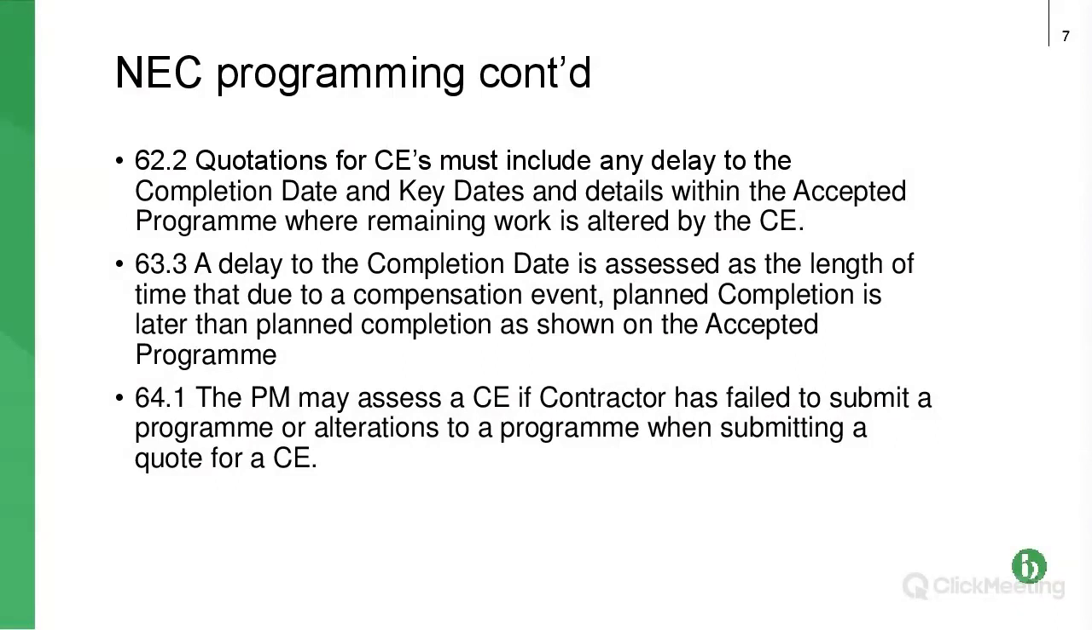And 64.1, that final bullet point, it's how the project manager assesses a compensation event, including delay, if the contractor or subcontractor has failed to submit a programme, and in that case the project manager just effectively provides an estimate or gauges the delay that it thinks it should be giving the contractor.